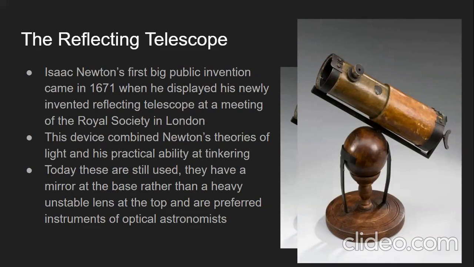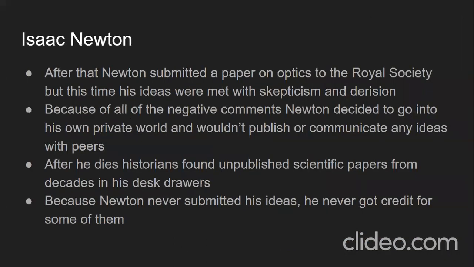This device combined Newton's theories of light and his practical ability at tinkering. Today, these are still used. They have a mirror at the base rather than a heavy, unstable lens and are preferred instruments of optical astronomers. After that, Newton submitted a paper on optics to the Royal Society, but this time his ideas were met with skepticism. Because of all the negative comments, Newton decided to go into his own private world and wouldn't publish or communicate any ideas with peers. After he died, historians found unpublished scientific papers from decades in his desk drawers. Because Newton never submitted his ideas, he never got credit for some of them.